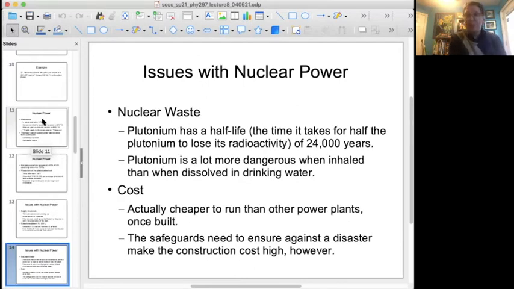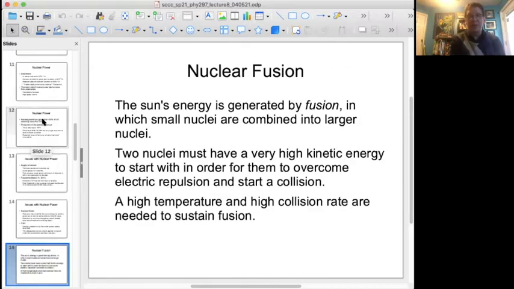One issue with nuclear power is nuclear waste, that once you've used the fuel, it's still radioactive. What do you do with it? And part of the problem is finding a site that people near the site will be okay with. It's an ongoing issue that's never been adequately resolved. So that brings us to nuclear fusion.